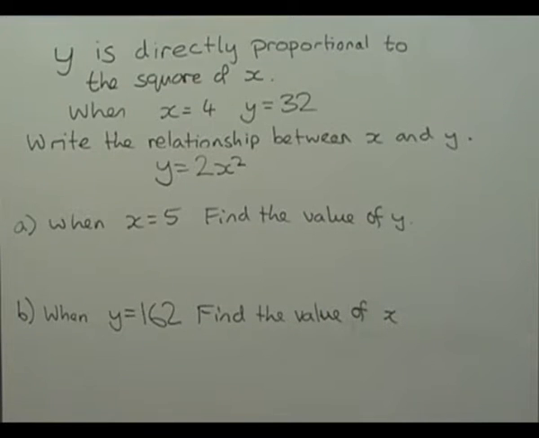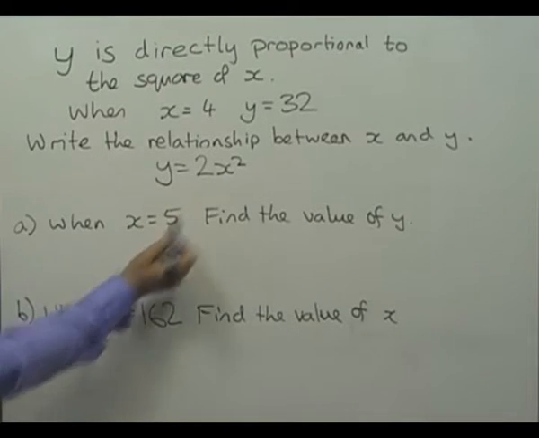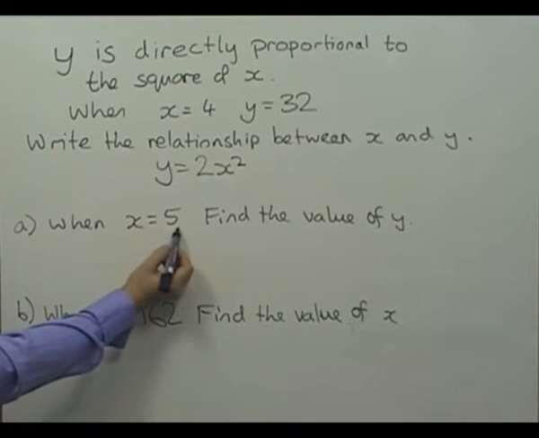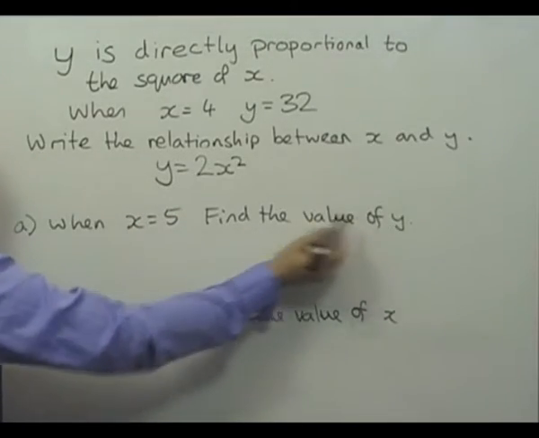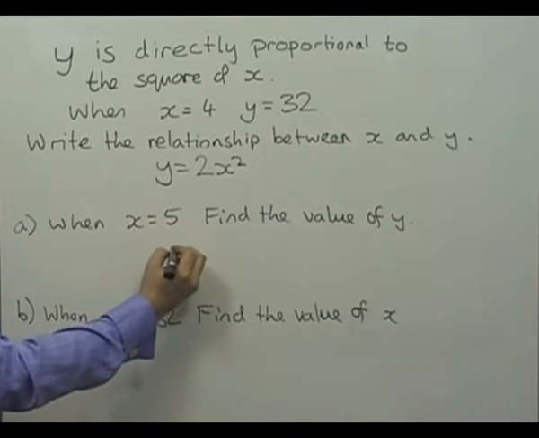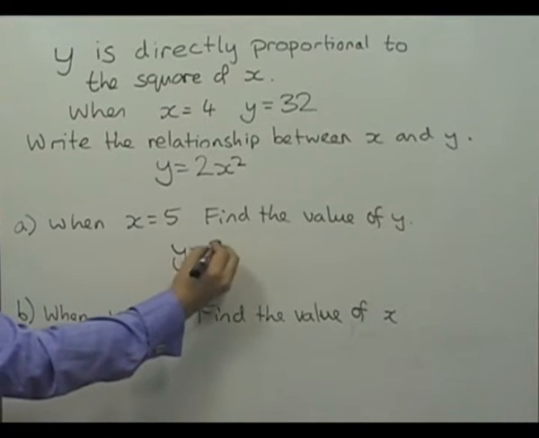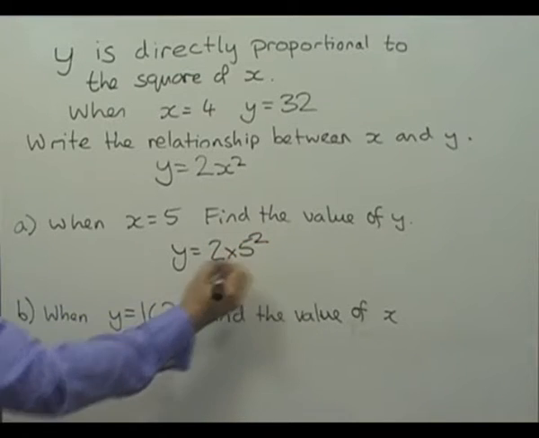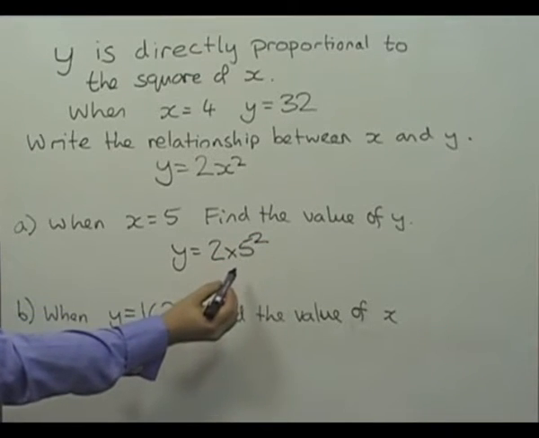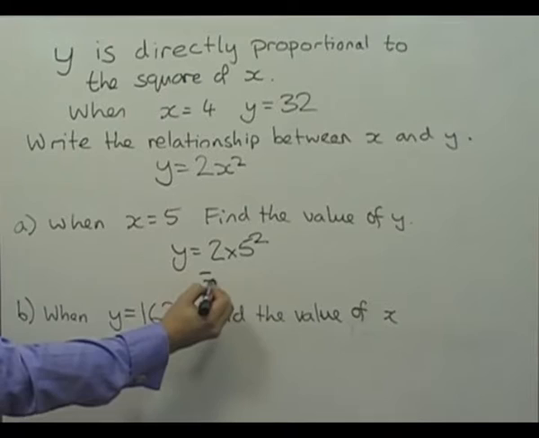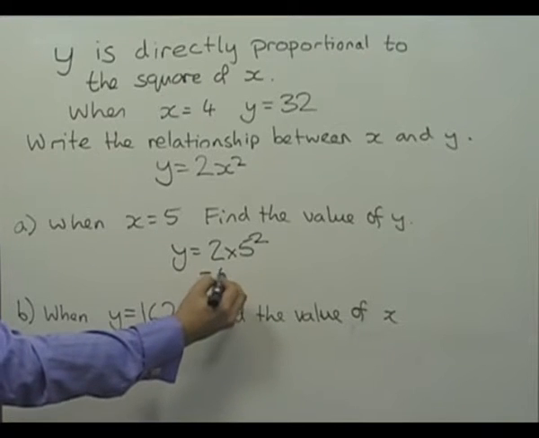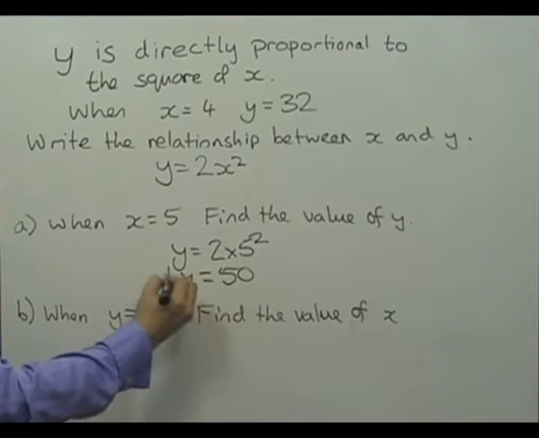Right, now we're going to put some values in and figure out what they are through the relationship we've made. So this time, x is equal to 5, we need to find the value of y. So what you do is you substitute and then just do the calculation. 5 squared is 25 times 2, so you must remember to do your BIDMAS. So you get y is 50.